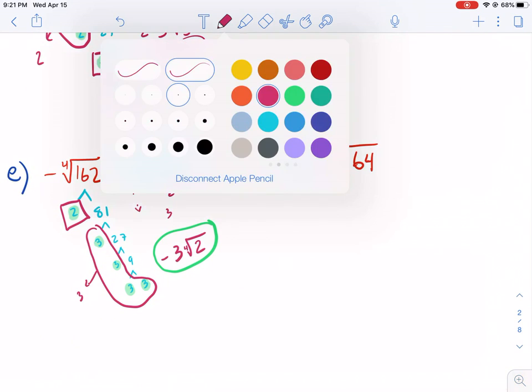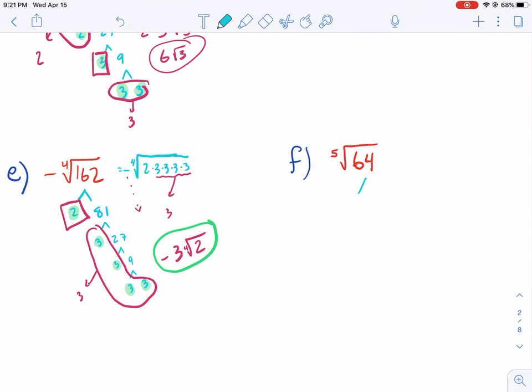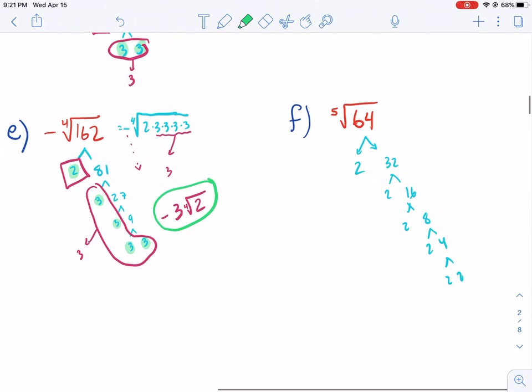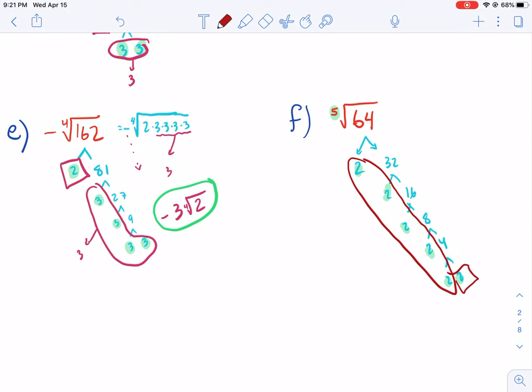Let's do the same thing. I hope you guys are catching on to the pattern. I don't know any perfect fifth roots there, so I'm going straight into factoring. I know this is 2, 32, 2, 16, 2, 8, 2, 4, 2, 2, okay? Lots of 2s. 1, 2, 3, 4, 5, 6. This 5 tells me that I need 5 grouped together to leave the house. So 1, 2, 3, 4, 5. Okay, and then 1 is staying home.